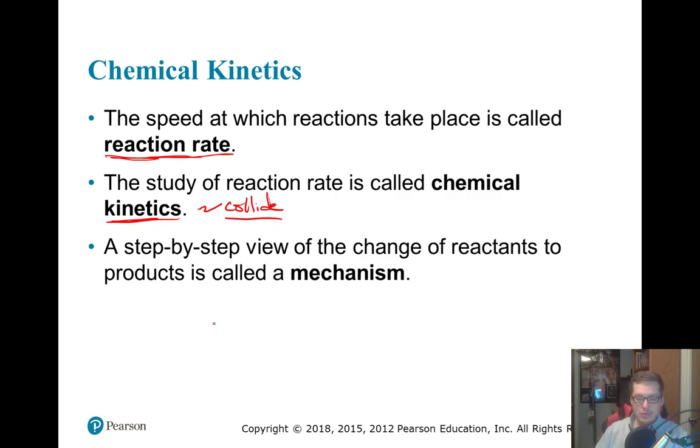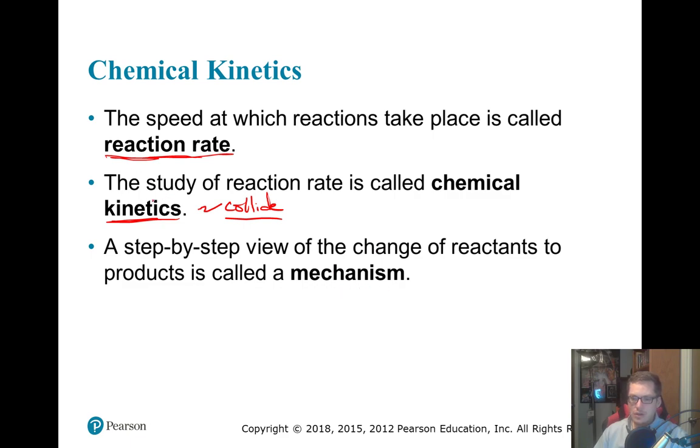Okay, so that's essentially what we're doing, we're studying these chemical collisions, and when these molecules or formula units, ions, whatever they may be, run into each other, they have the possibility of causing a chemical reaction where those bonds are changing, right? You have chemical bonds and then they get broken and new ones get formed. All right. The step-by-step view of this change is called the mechanism.